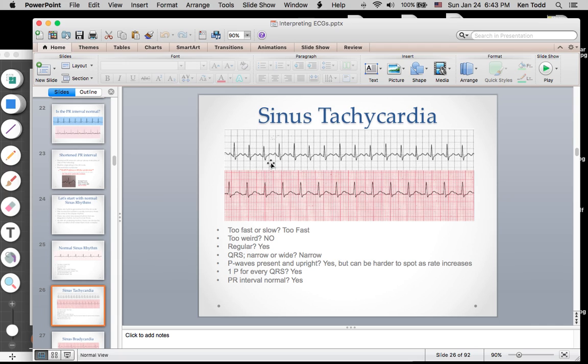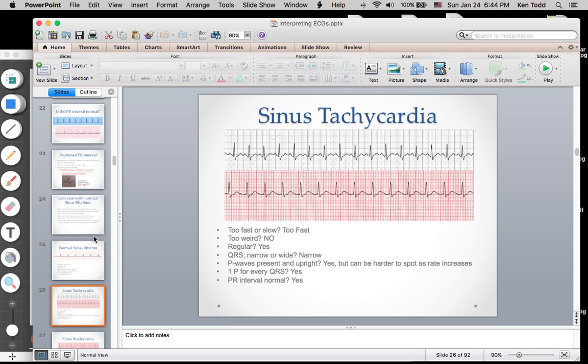But in the one on top, you can definitely see a delineation between the T wave and the P wave a lot better. My R to R interval is normal. So it is too fast, it's not really too weird. It's regular. My QRSs are narrow. P waves are present and upright. I have a 1-to-1 P to QRS ratio, and my PR interval looks pretty normal. I can't 100% see the beginning, but the P wave doesn't take that long, so I don't think it's stretched all the way back to here. It should be pretty normal. So I can assume that this is sinus tachycardia.